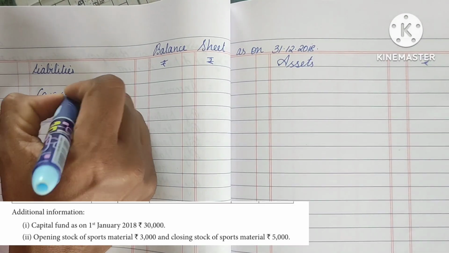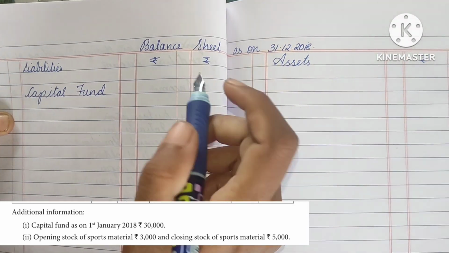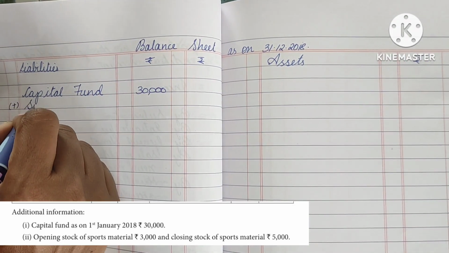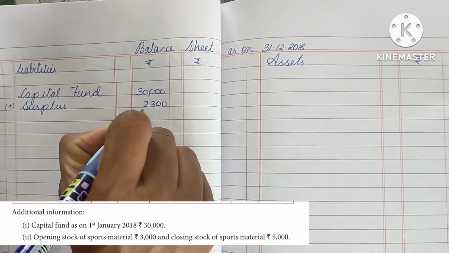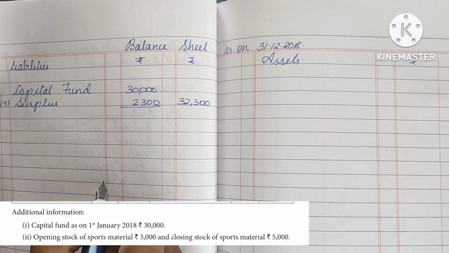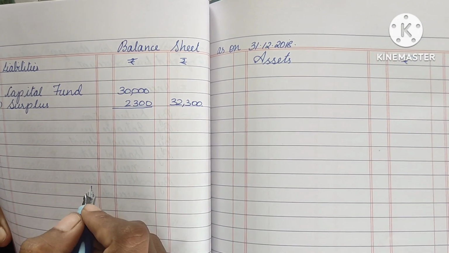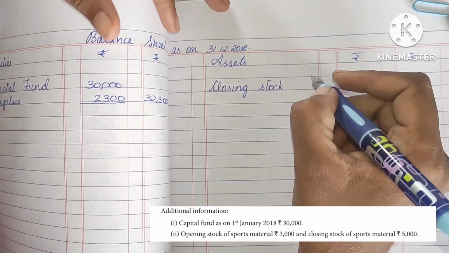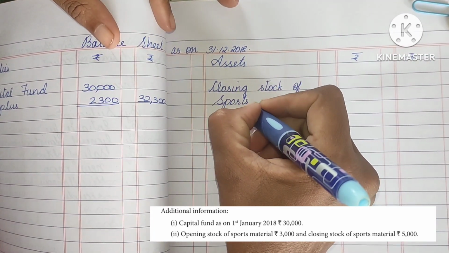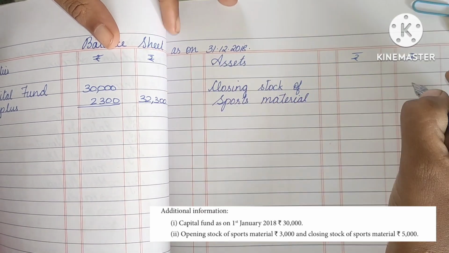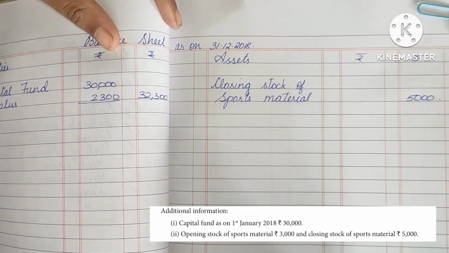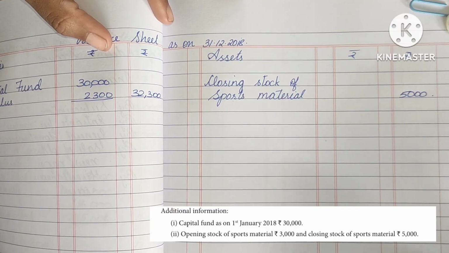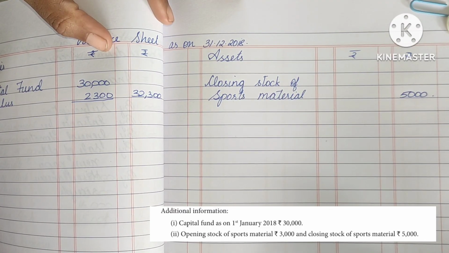Next we start with the balance sheet. We start on the liability side with the capital fund, which is given in the adjustments. With the capital fund we are going to add the surplus. Then I'm going to record the closing stock of sports material, again from the adjustment. So with this, both the adjustments are over. We just have to take the assets and the remaining liabilities from the receipts and payments account, which is given.